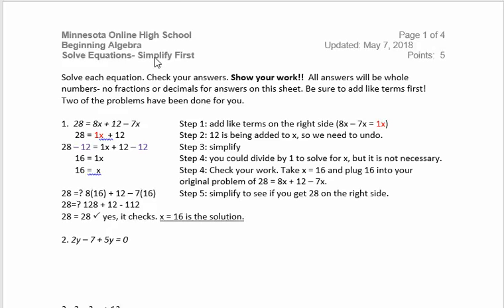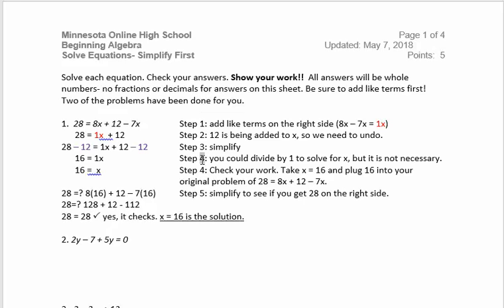In this video, we're going to look at solving equations when you have to simplify first. And we've done a few of these this week already, but this worksheet is going to be focused on just more of those, more practice with those. So there's a couple examples on the worksheet that are already worked out, and I have all the steps listed that you would do in order to solve this.